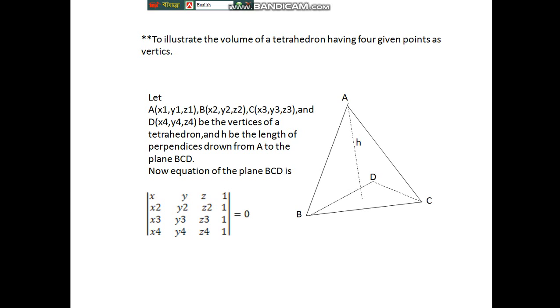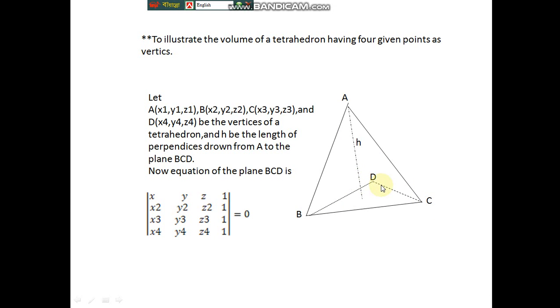So let us consider a tetrahedron with the vertices A, B, C and D, where the coordinates of the vertices are given here: A (x1, y1, z1), B (x2, y2, z2), C (x3, y3, z3) and D (x4, y4, z4). For convenience, we consider the triangle or plane BCD here, with the coordinates B (x2, y2, z2), C (x3, y3, z3) and D (x4, y4, z4).